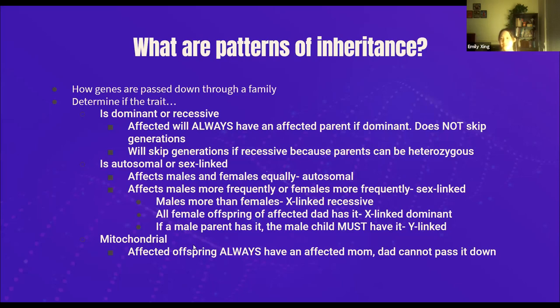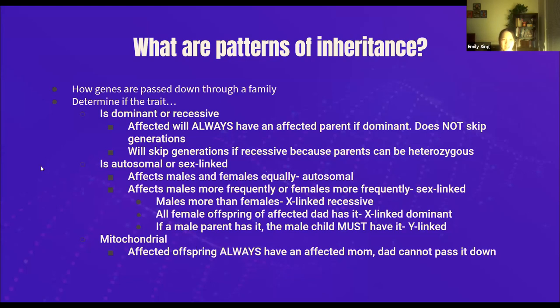If all female offspring of an affected dad have it, then it's definitely X-linked dominant. This is because males only have one X chromosome. So if they have an allele on that chromosome that has the disorder, then they have to pass that down to a female offspring, because the female child needs an X chromosome from both its mom and its dad. So they have to have at least one X chromosome with the trait. That's why it's X-linked dominant.